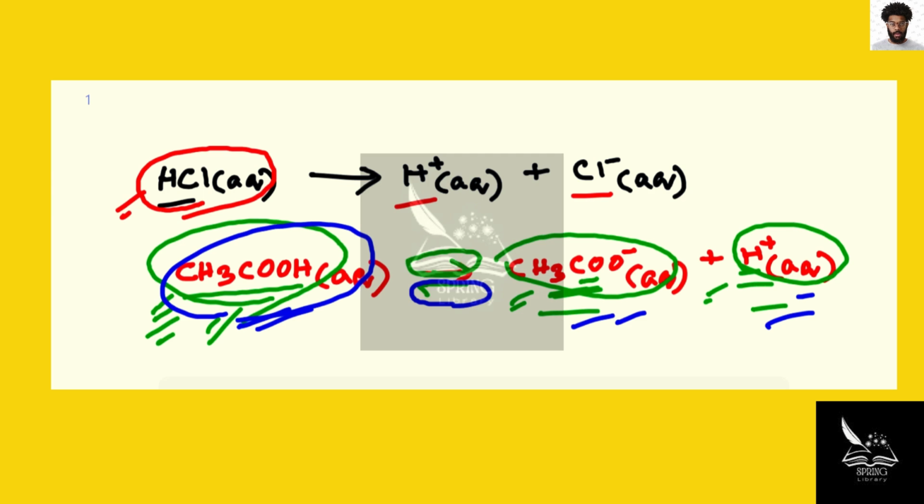So for that reason, in this question, our correct answer is B, where it is said that if a system is at equilibrium, the rate of the forward reaction is equal to the rate of the back reaction.